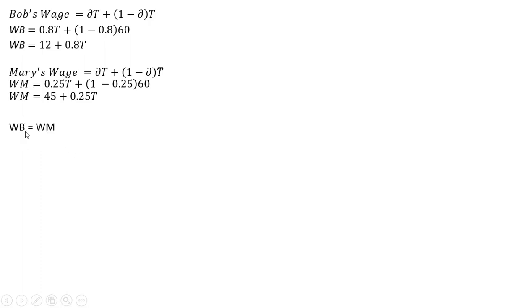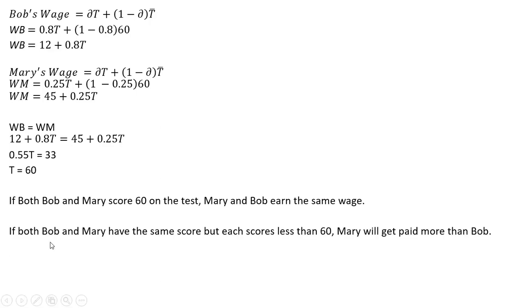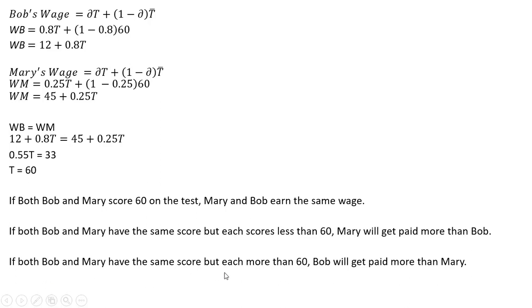And if we were to set W_B equal to W_M, we'd find that at an individual test score of 60, if both Bob and Mary got an individual test score of 60, they would both earn the same wage. On the other hand, if both Bob and Mary have the same score, but that score is less than 60, Mary will get paid more than Bob. That's like we saw in the numerical example. If both Bob and Mary have the same score, but each score more than 60, Bob will get paid more than Mary. So that's kind of an interesting thing that comes out of this model here.